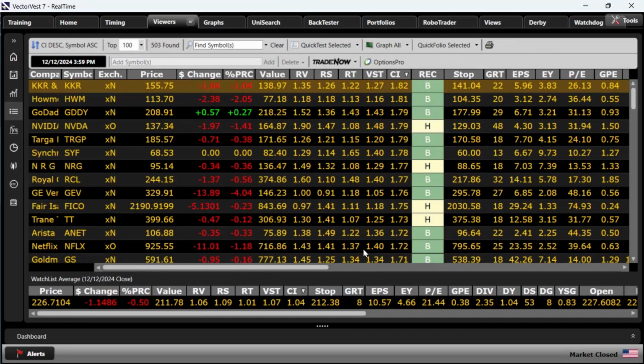I'm going to close this down and give us a little bit more real estate. If you're looking for the safest stocks in the S&P 500, you would rank by relative safety, right?